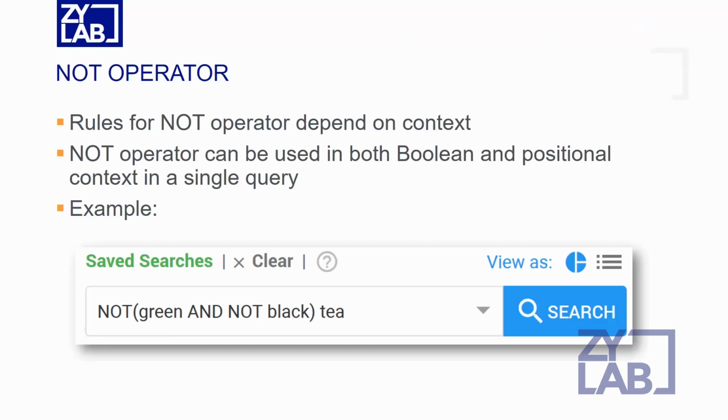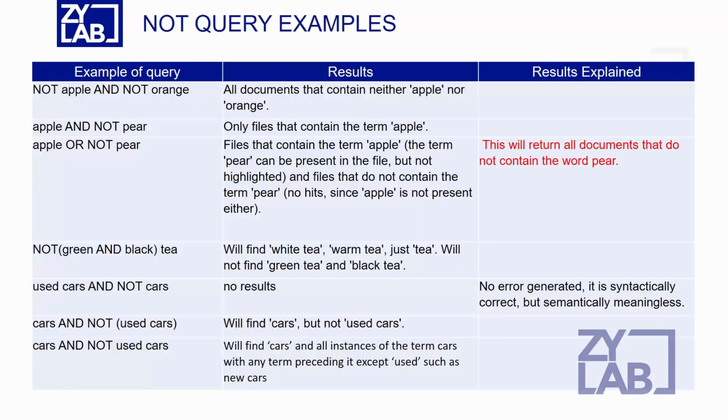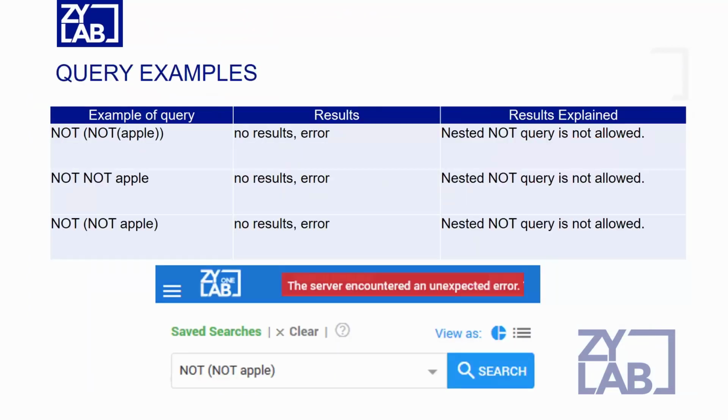The processing rules for the not operator differ depending on the context in which it is used. Nevertheless, the not operator can be used several times in both a Boolean and positional context in a single query. For example, not green and not black tea, in which the first not is used as a positional context and the second not is used in a Boolean context. The following are some additional sample queries of how to use the not operator. Nested not queries or consecutive not operators will result in an error and not produce results.